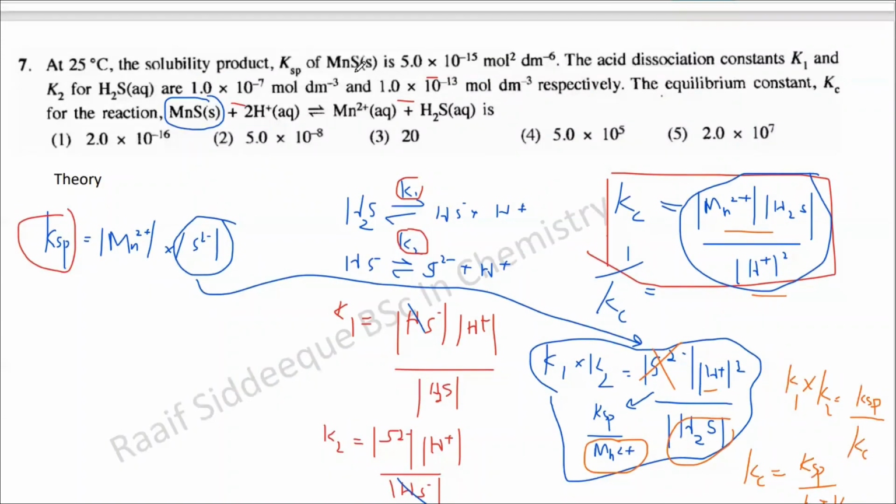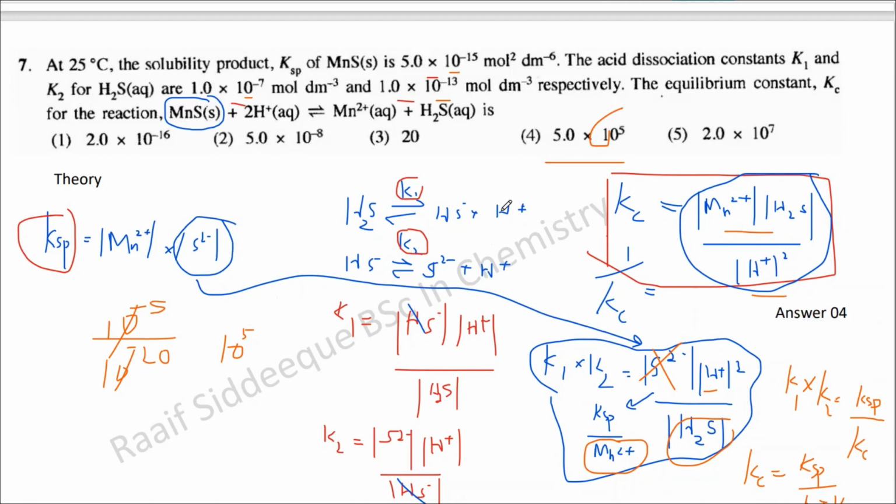Ksp is 10 to the power minus 15, and K1 and K2 are 10 to the power minus 7 and minus 13. So when you consider these two, there is a factor of 10 to the power minus 20 in the denominator, and there is 10 to the power minus 5 in the numerator for the Ksp. So the product should be around 10 to the power 5. The only possible answer with 10 to the power 5 is this one, if you ignore the 1, 1 and 5 values.